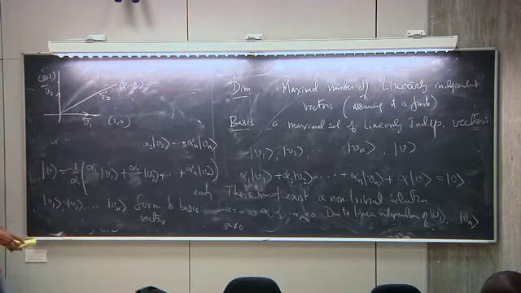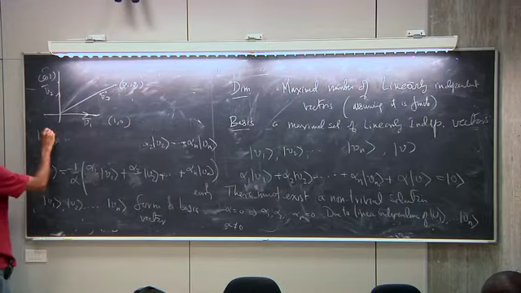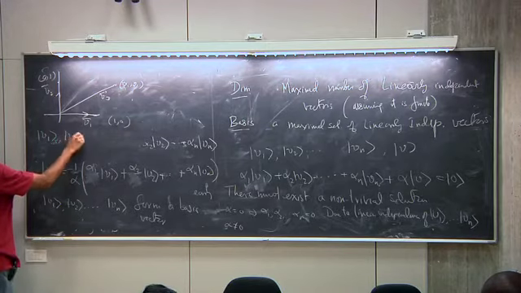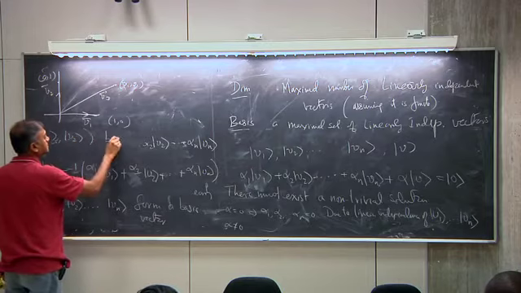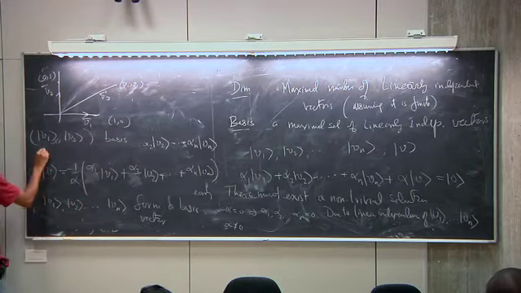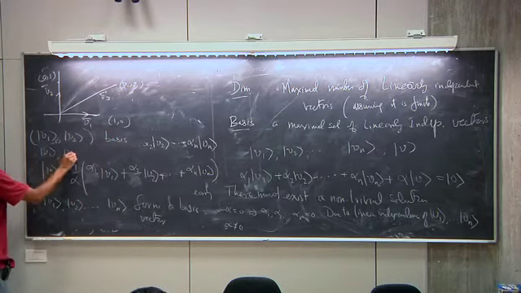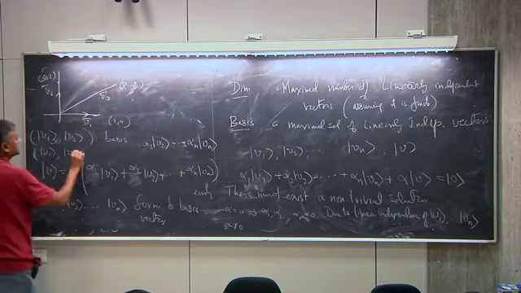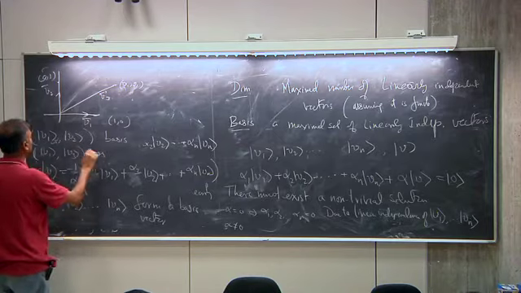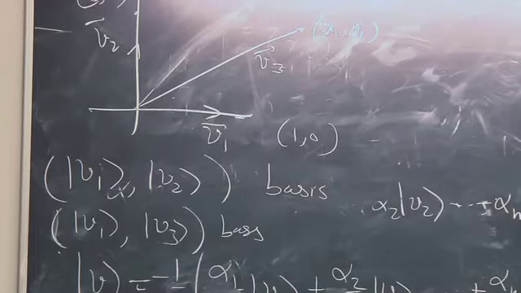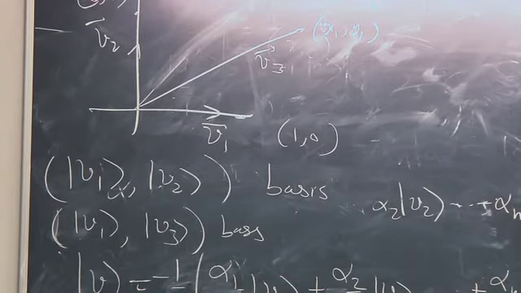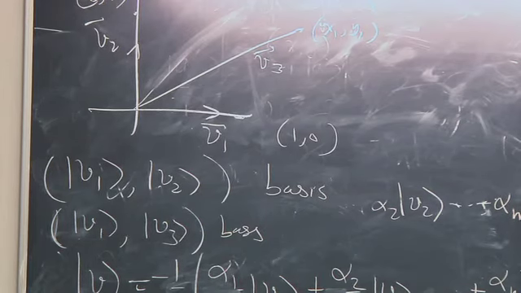So v1 and v2 could provide a basis. But equally well, I could have chosen v1 and v3. This could also have provided a basis. Or I could choose v2 and v3. They could also provide a basis. So it's not unique. There are an infinite number of bases you can choose. Okay.